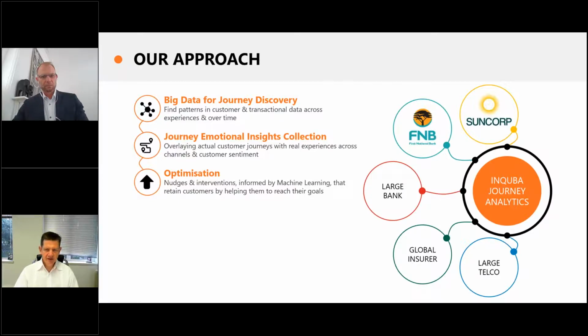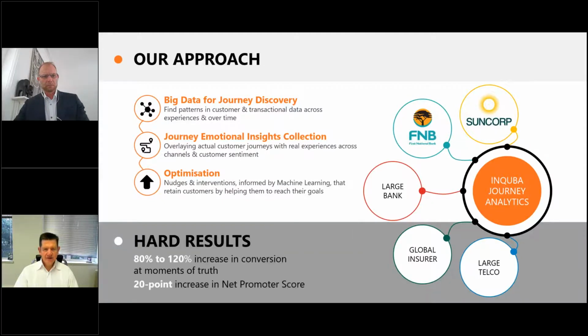We've done this for a number of organizations. Some of them that we're able to mention are Suncorp, a large insurance banking group, and FNB, also a large financial organization. We work with various large banks, global insurers, and a large telco, taking projects like this to the market. And the results that we've seen have been phenomenal. We're managing to achieve an 80 to 120% increase in conversion at key moments of truth within the customer journey. And very importantly, for those that are familiar with the Net Promoter Score, we're seeing a 20-point increase. So really amazing results by using the approaches that we adopt today.